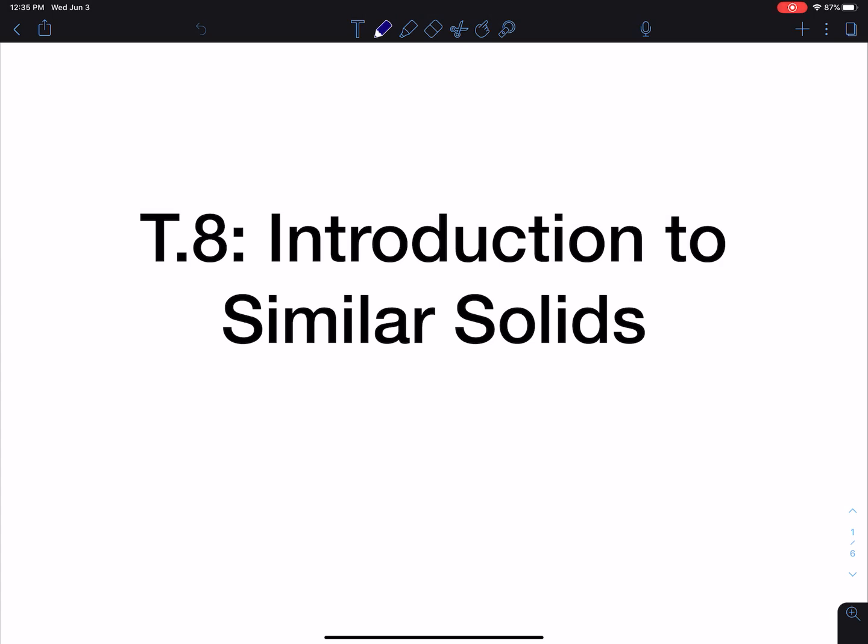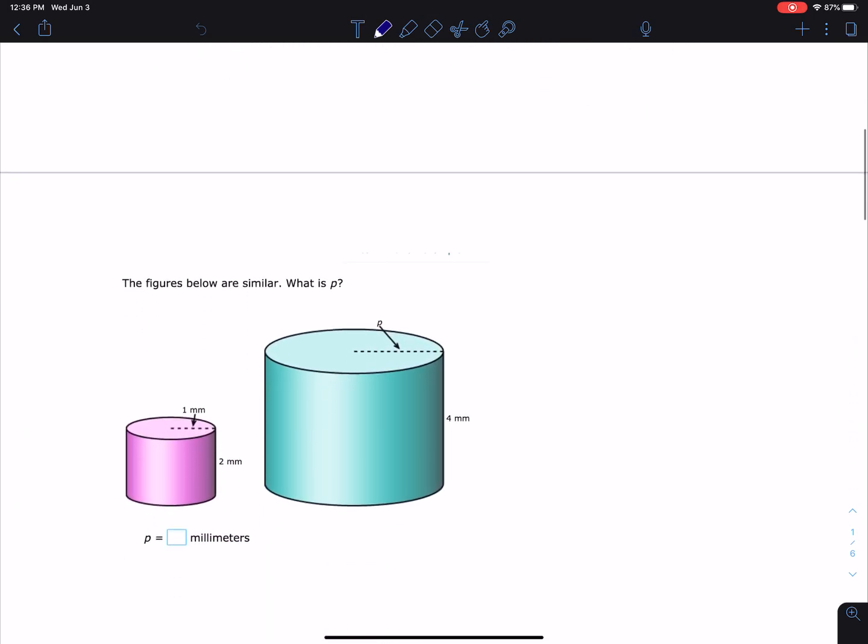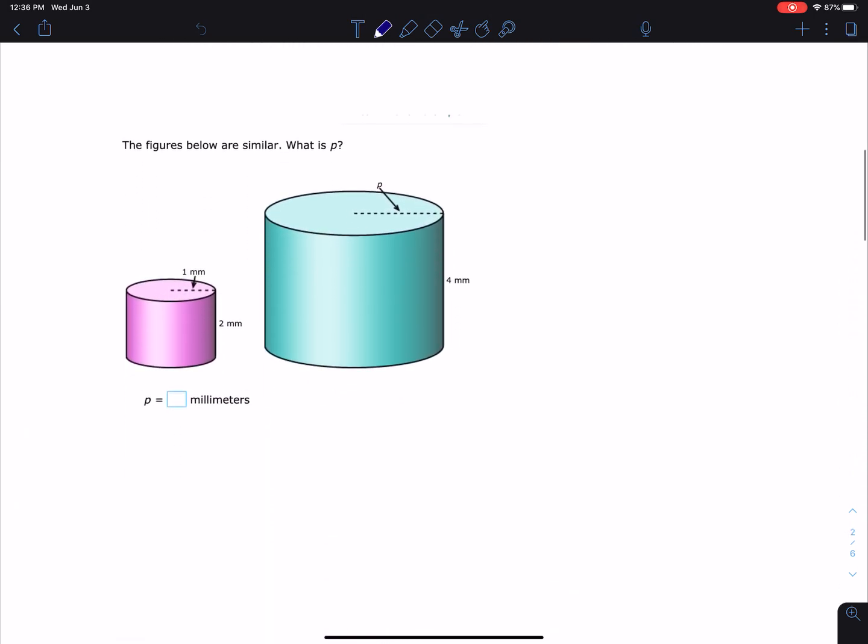So this lesson is going to be pretty easy and familiar, and what this is doing, it's preparing you for the next one, T.9, which can be challenging, okay? So embrace this one, really try to grasp the concept, and get ready for the next lesson, which will really be more complex. All right, so all it's simply saying is, just like similar figures, solids have the same idea.